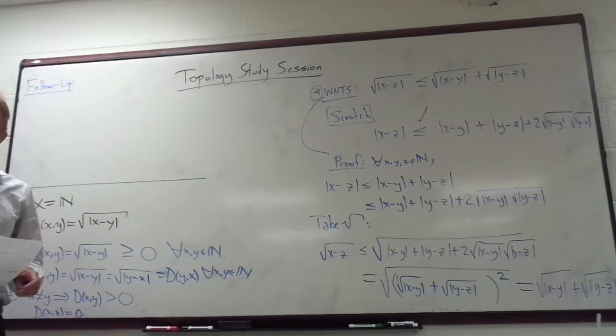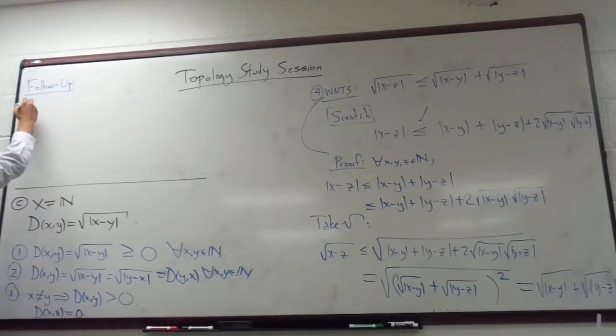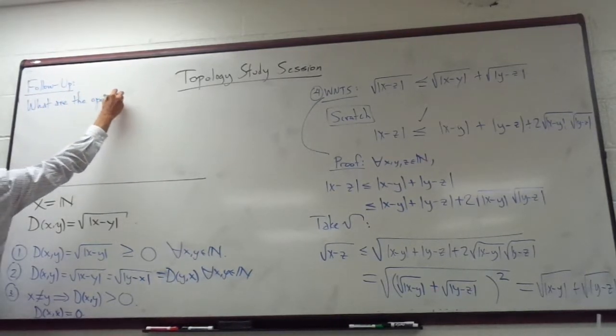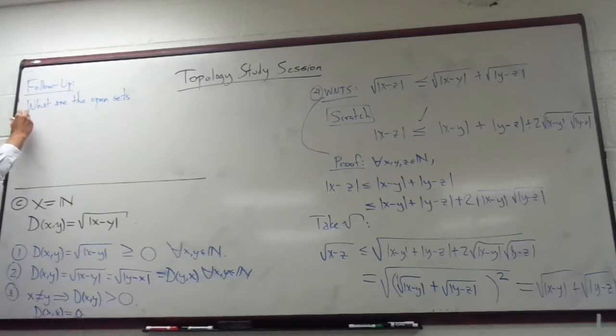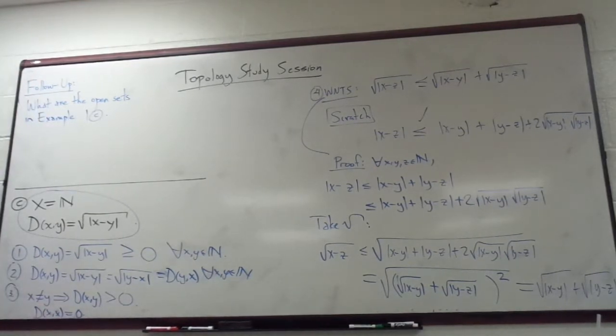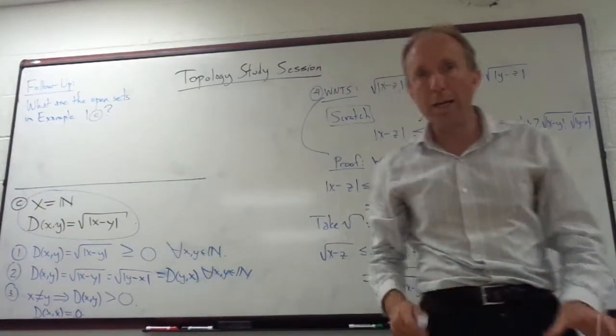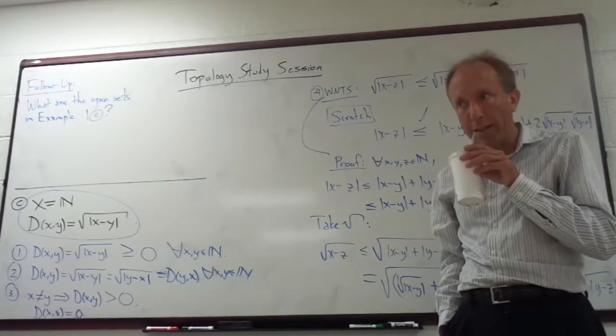I'm going to ask you, what are the open sets in example 1c? In other words, just for this one, I want to know which sets would be open in the natural numbers with this metric right here. So let's think about that for a minute. Remind me, what do you know about open sets?